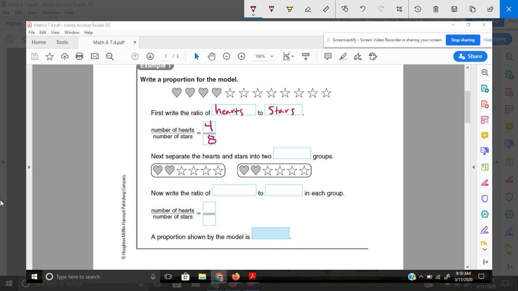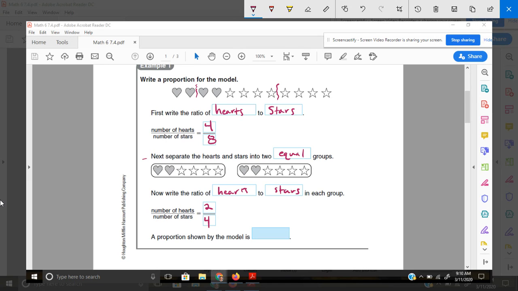If I wanted to write an equivalent ratio to that, or a proportion, here's one way. I could separate the hearts and the stars into two equal groups. So if I split my hearts in half, I'd have 2 hearts here, and 2 hearts over here. And if I were to split my stars in half, I'd have 4 here and 4 here. Here's our 2 equal groups. Now, write the ratio of hearts to stars in each group. So the number of hearts I have in this group is 2, and the number of stars is 4. It's the same here, 2 to 4.